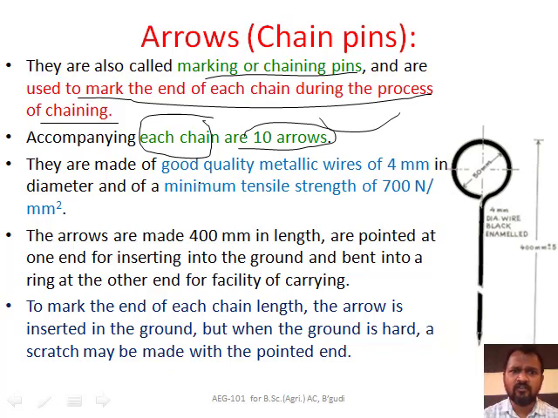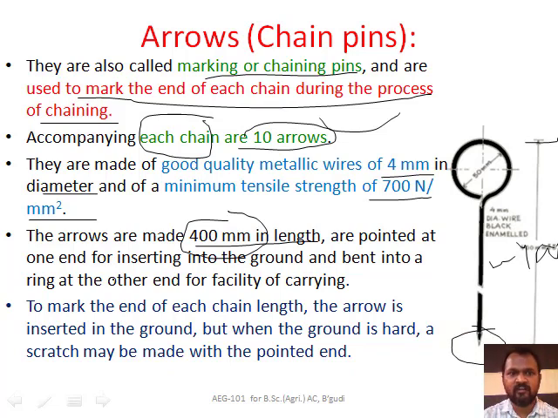They are made up of good quality metallic wire of 4 mm diameter, with a minimum tensile strength of 700 Newton per millimeter square. These arrows are 400 mm in length and are pointed at one end. Here it is pointed, and that pointed end is usually inserted into the ground, and the other end is bent into a ring to facilitate carrying. Here the bend provided at the top is to facilitate carrying.